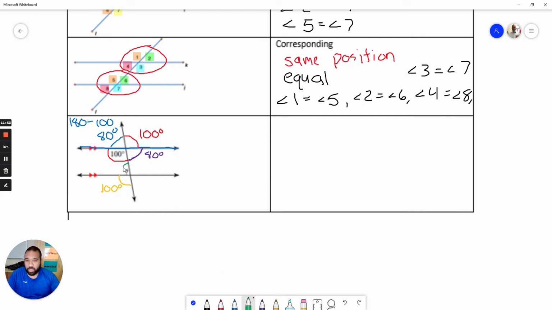Now I want to figure out this green angle. This green angle is in the top left of the bottom. It's corresponding to my blue angle. My green angle and my blue angle are corresponding, which means they're in the same position and they are equal. So my green angle, if it's corresponding to the blue one, would also be 80 degrees.